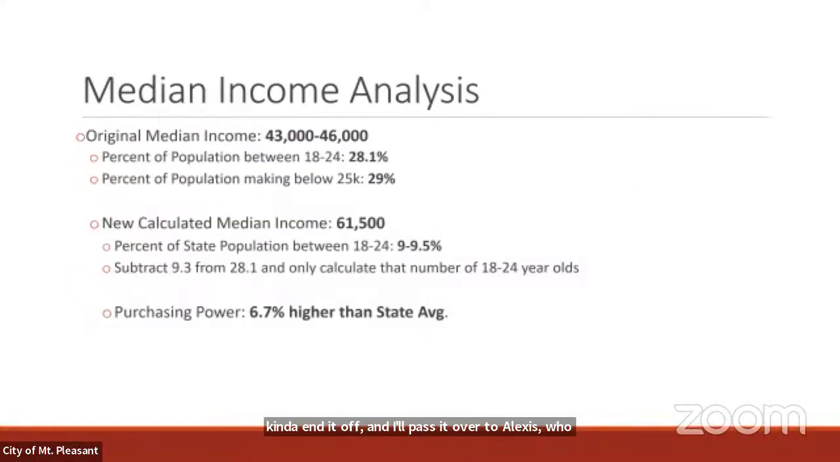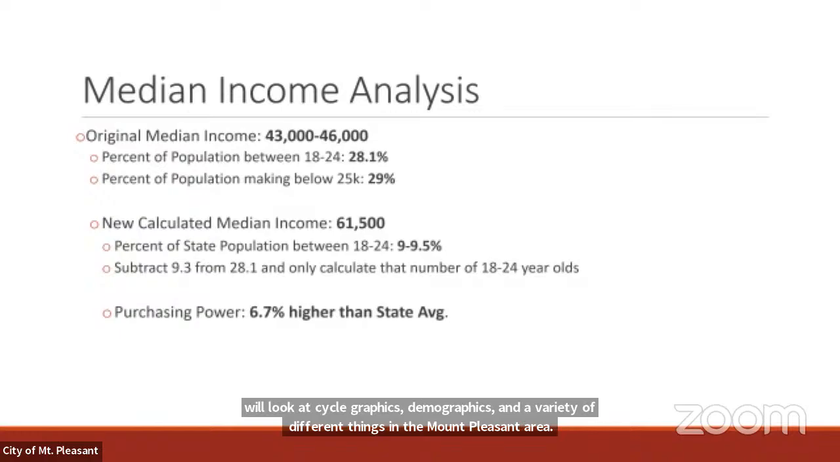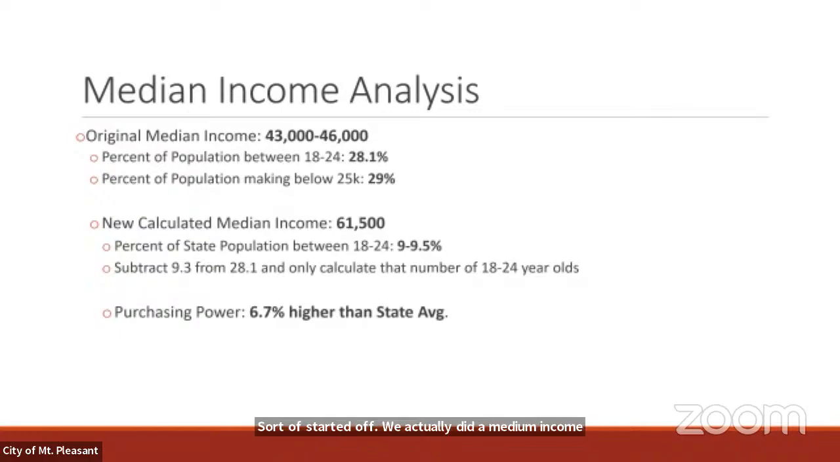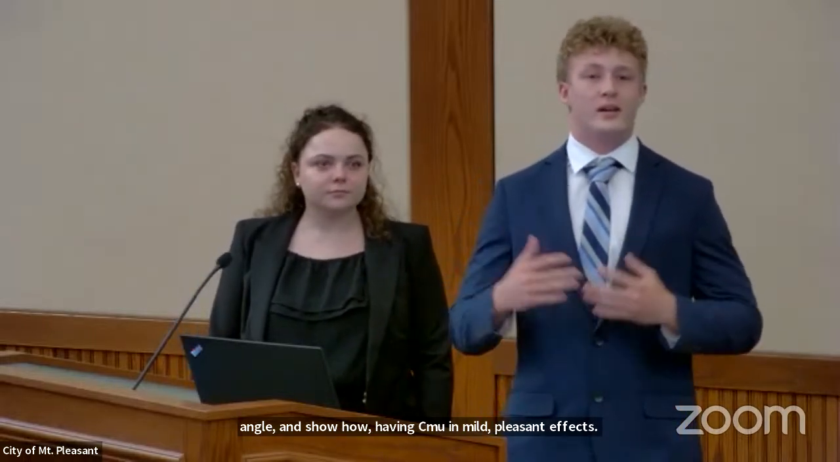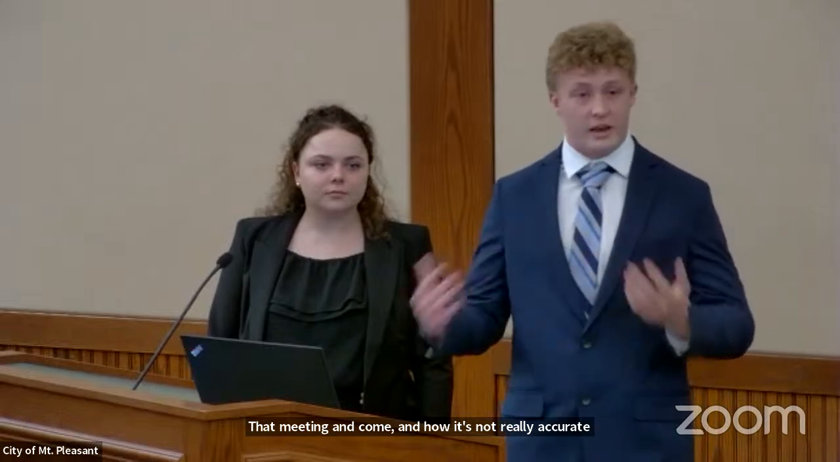So to start it off, we actually did a median income analysis. Originally, Mount Pleasant's median income was set to be around $43,000 to $46,000, which is significantly below the state average. This comes with some perceptions of the city of Mount Pleasant that aren't necessarily true at all. We wanted to look at it from a different angle and show how having CMU in Mount Pleasant affects that median income and how it's not really very accurate to how Mount Pleasant is as a city.